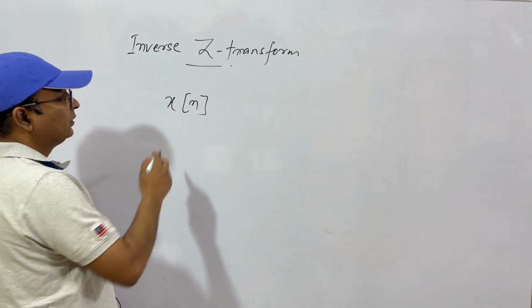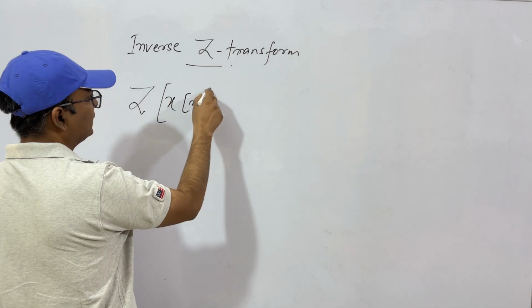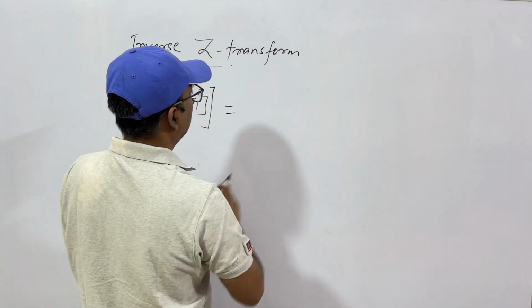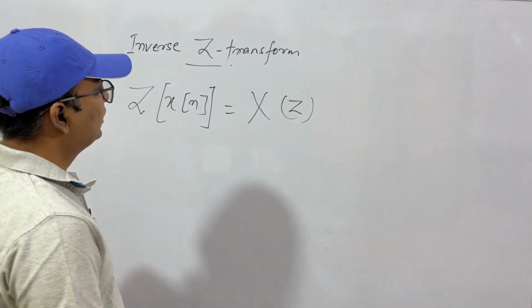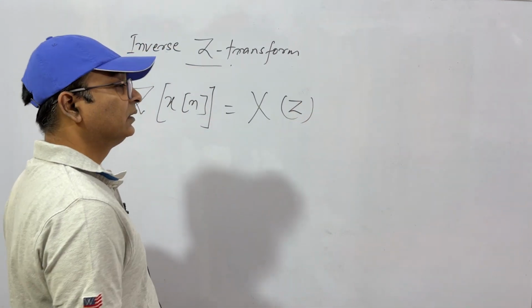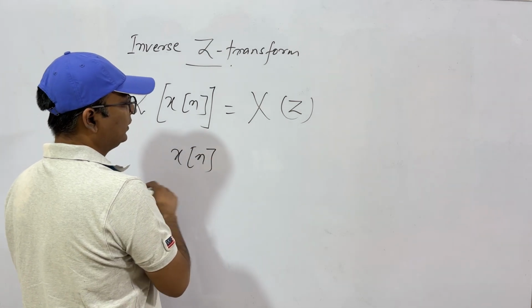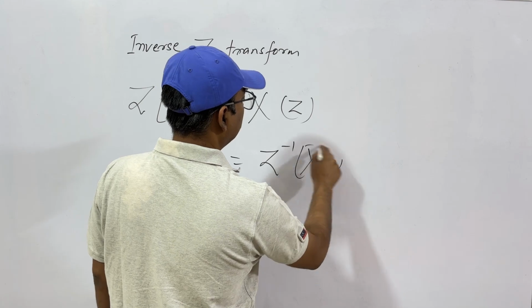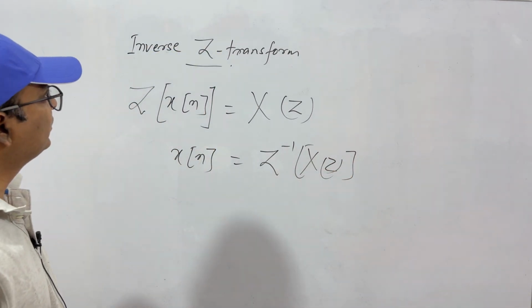discrete function or discrete signal x[n], we take a Z transform of this function so that we get a function. This is X, so we will get X(z). This is Z transform. So the inverse of this is inverse Z transform. That is, we will get this original signal if we take the inverse of this X(z). Simple. This is the way we find inverse Z transform.